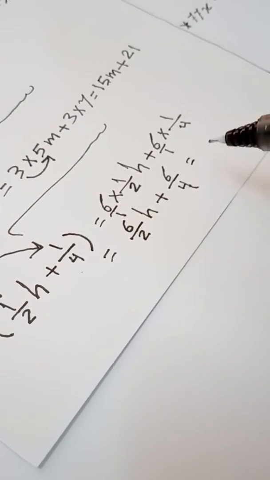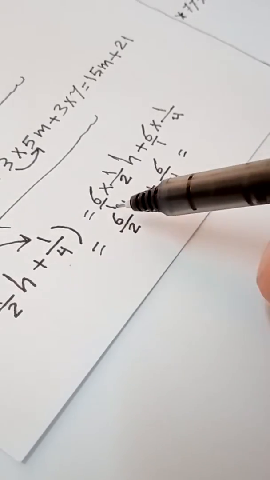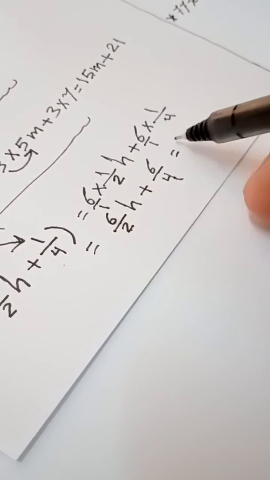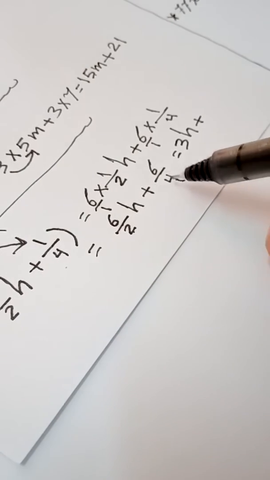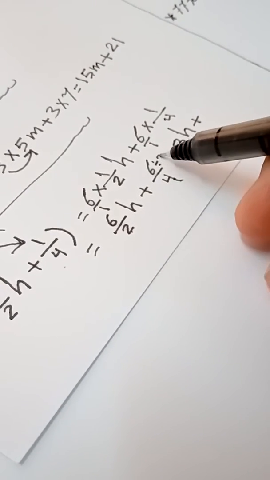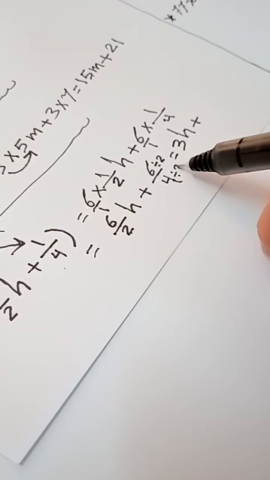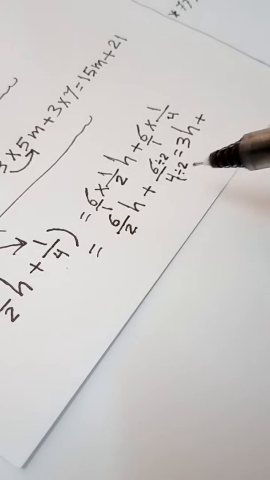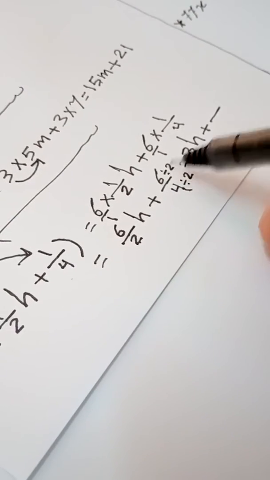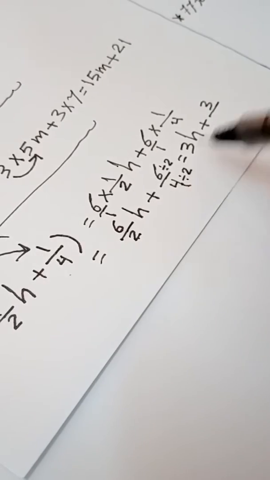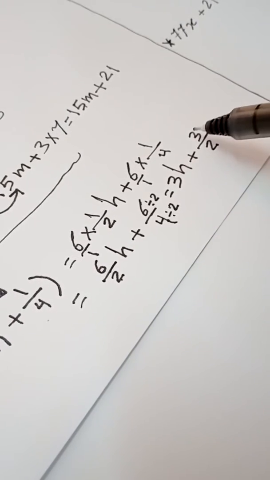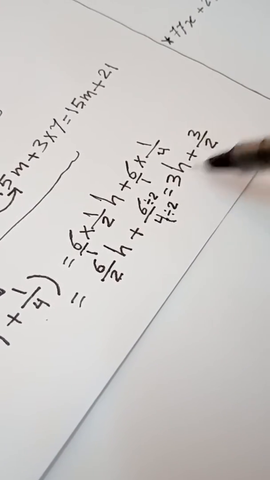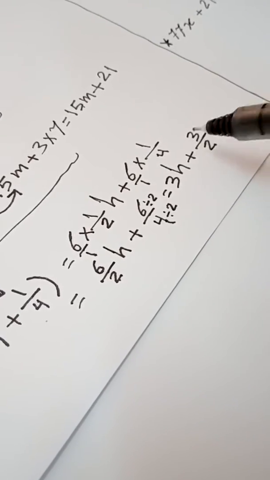So I can write now. Here we have the simplest form. 6 divided by 2 will be 3, h, plus. Here I can divide by 2 to get the simplest form for this fraction. So 6 divided by 2 will be 3, and 4 divided by 2 will be 2. Now I cannot add 3h plus 3 over 2 because these are different terms. So this is the last answer. This is the meaning of the distributive property.